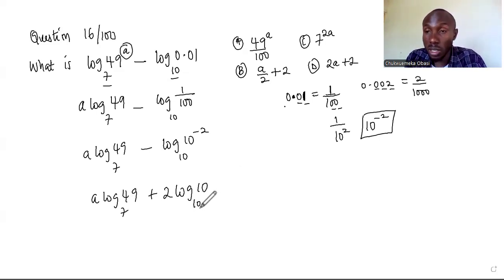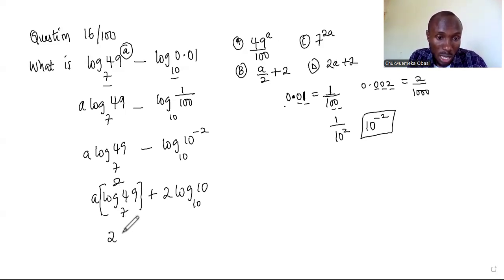So from here, we are done with the calculation. We are done, right? So this is actually 7 raised to the power what will give you 49. Log 49 base 7 is simply 7 raised to the power what will give you 49. That is 2, right? 7 to the power 2 gives us 49. That is going to be 2a, because here is going to be 2, so that becomes 2a.